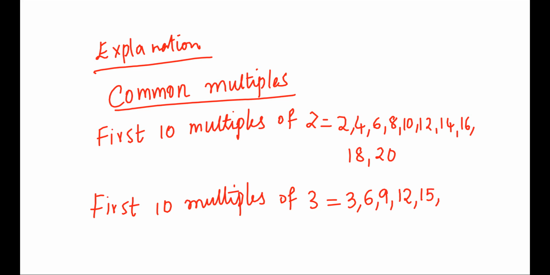3 ones are 3, 3 twos are 6, 3 threes are 9, 3 fours are 12, 3 fives are 15, 3 sixes are 18, 3 sevens are 21, 3 eights are 24, 3 nines are 27, 3 tens are 30. As we need only 10 multiples, we have taken till 30.